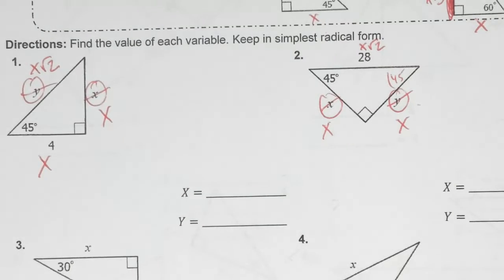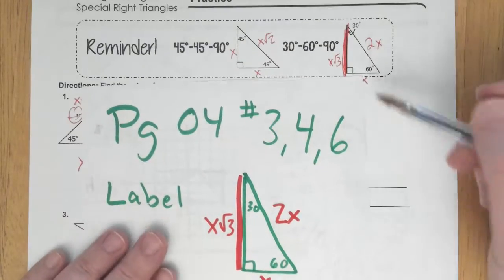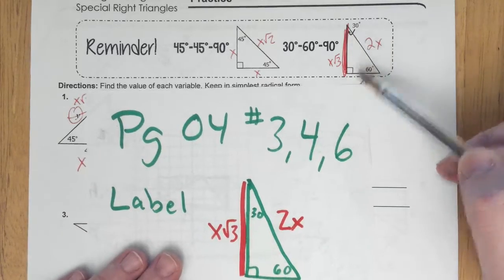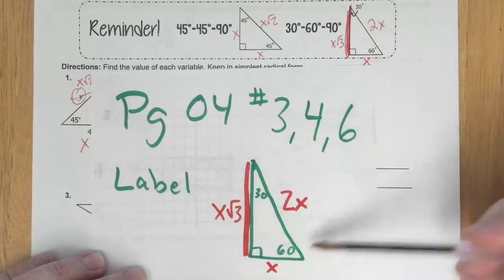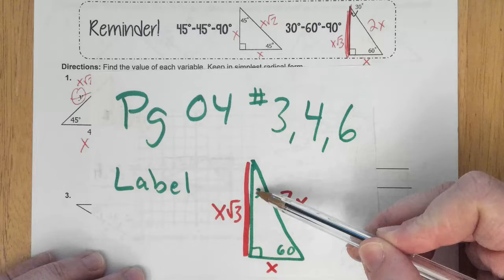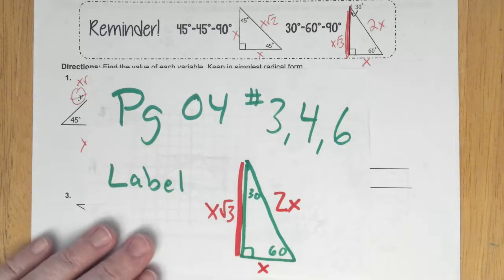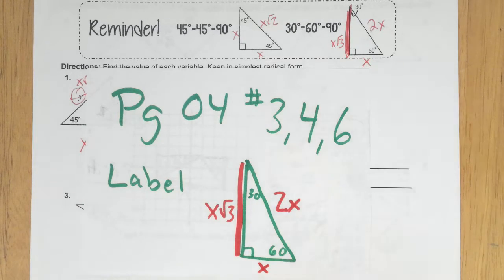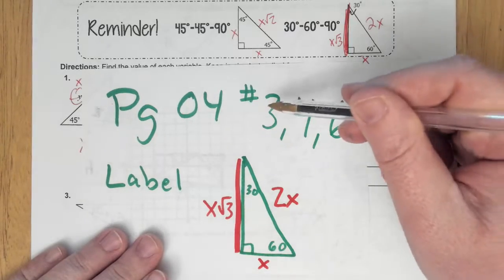now we're going to try the 30, 60, 90. What I want you guys to do is the 30, 60, 90, where we have numbers 3, 4, and 6. We're going to complete this page where this right here, between the 30 and 90, is x radical 3. The short side is x, and the long side is 2x. Pause the video and do 3, 4, and 6. You're going to ignore the variables and label. Do that now, please.